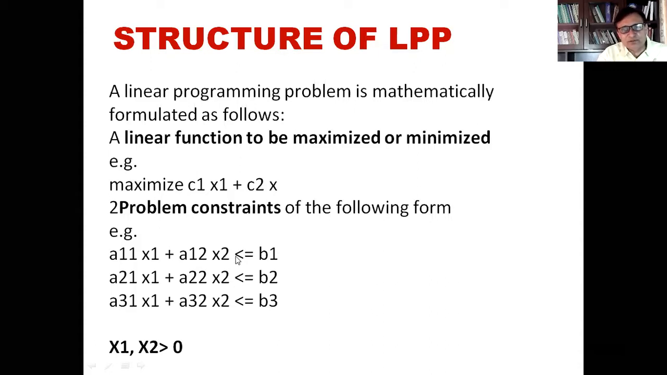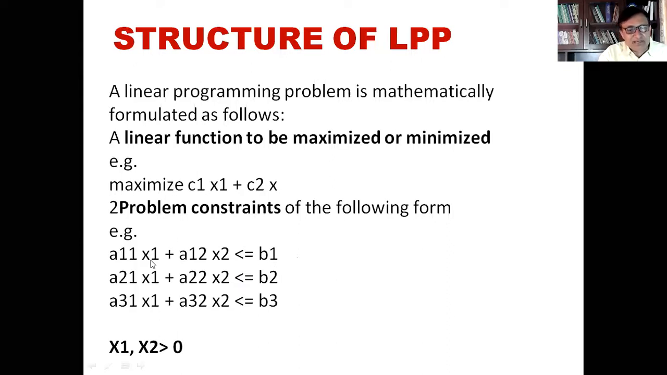For example, you are using three kinds of material for producing X1 and X2, and these are known as B1, B2, and B3. So three constraints will be formulated. For example, A11 is used for producing X1, A12 is used for producing X2, and the total amount available of B is the quantity B1. So our first constraint will be A11 X1 plus A12 X2 less than or equal to B1.